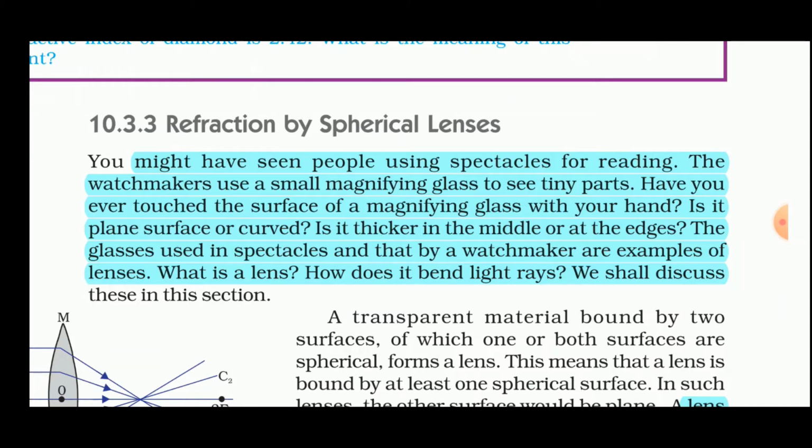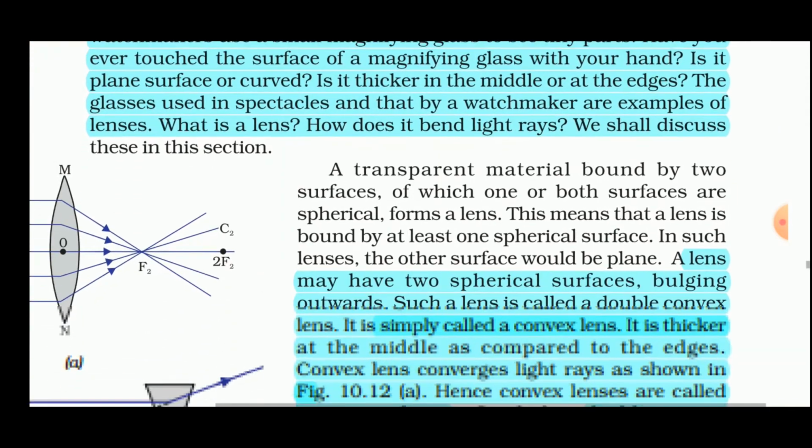Now if you touch these spectacles with your hand, you can see that the surface is not plain, it is a curved surface. It is thicker in the middle and thinner at the edges, or sometimes it is thinner in the middle and thicker at the edges. So we shall discuss these spherical lenses in this chapter.